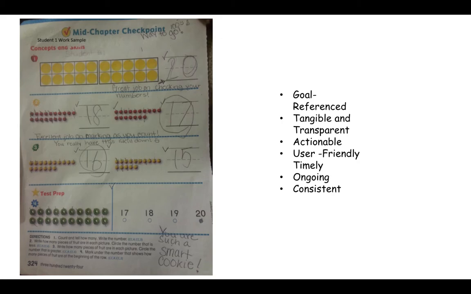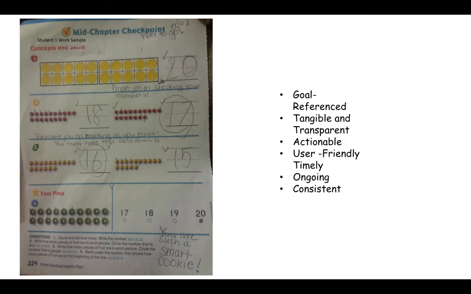All right, now first of all, is this goal referenced? The short answer is yes. Actually, if you look down here in this fine print, count and tell how many, write the number. This right here, the CC.K, that's a standard. So this is well aligned. I wouldn't say it's the best format because remember that these should be for the students, right? I strongly doubt that your students are going to go down there and read, count, and tell how many, write the number, and know anything about what that means. So it is goal referenced, but I think it could be written in a more user-friendly manner.